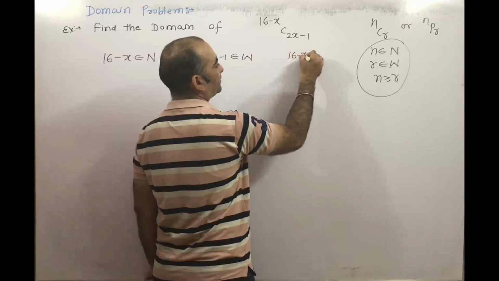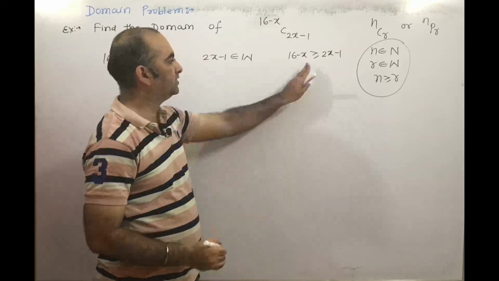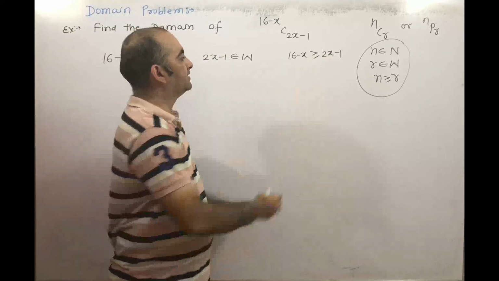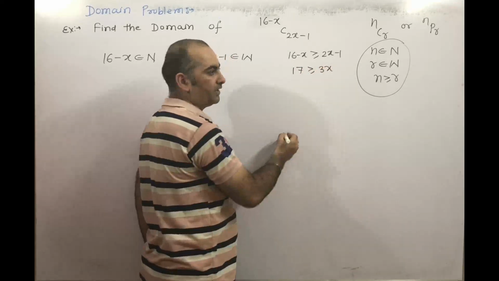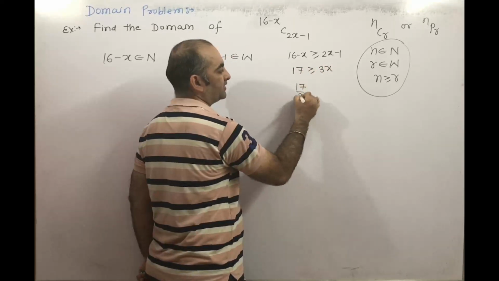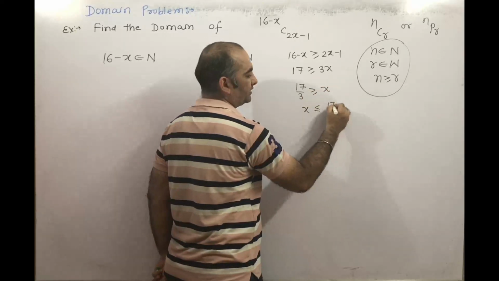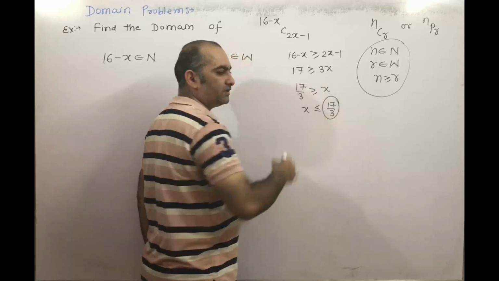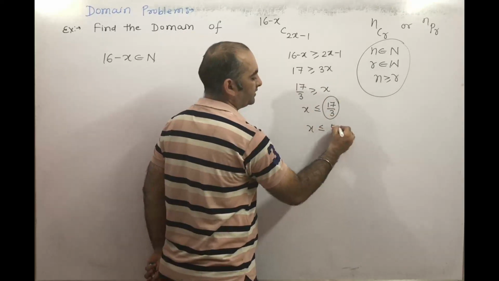And n should be greater than or equal to r. So 16 − x should be greater than or equal to 2x − 1. If we solve this one first, 16 plus 1, 17, is greater than or equal to 3x. So 17/3 is greater than or equal to x. So x should be less than or equal to 17/3. So 17/3 is 5 point something. So x should be less than or equal to 5 point something.